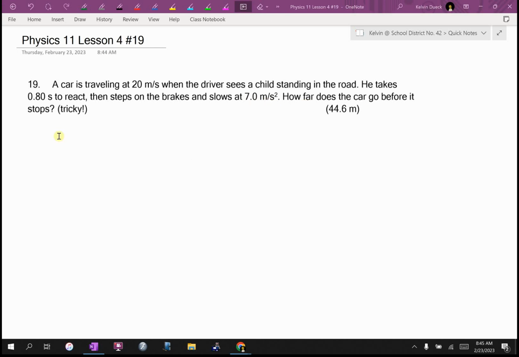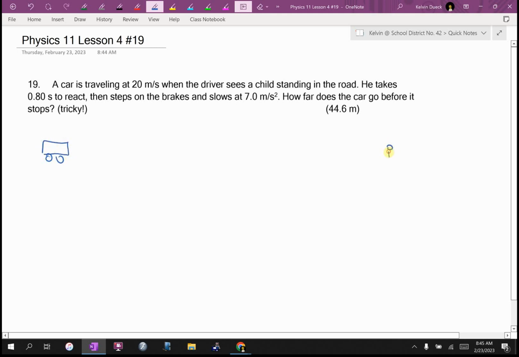I'm going to draw little pictures. So here's my car. Don't judge my art. Here's the child. And I think what's happening is this actually contains 2 trips. Now, it wants me to find this distance here. I'm going to call it d total.